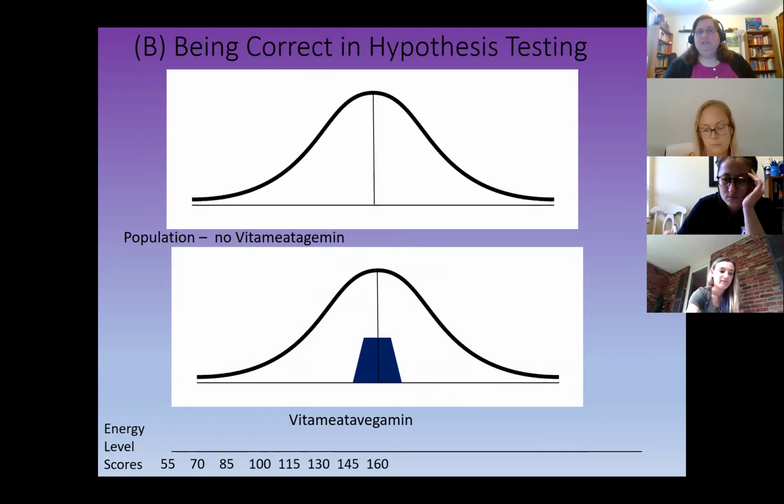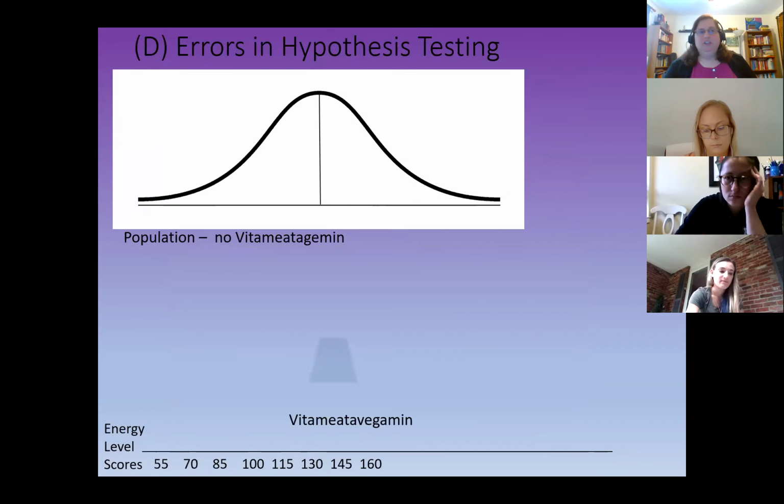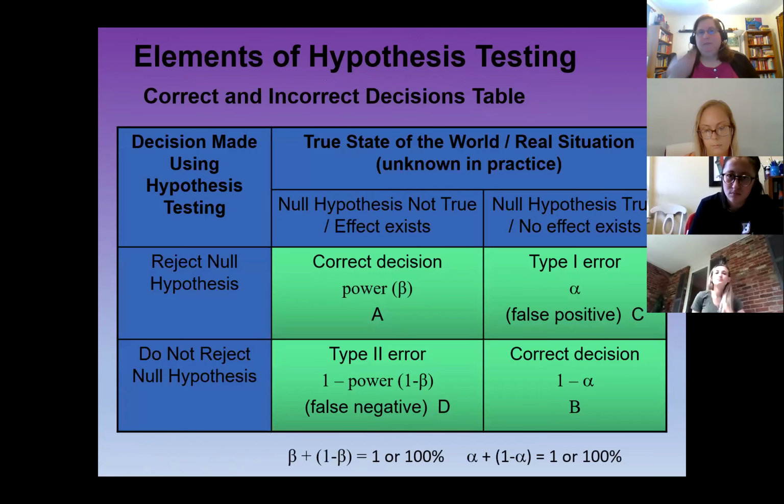However, if it looks like this, and I'm going to skip ahead again to D, then in fact, I made an incorrect decision because look at my population. Look how high their mean is. It just is that I happen to get a biased sample. Okay. So let me tie this all together for you into this table.